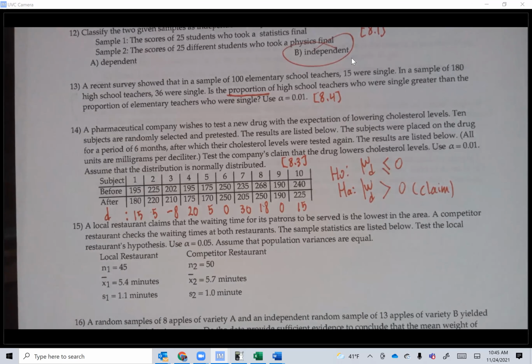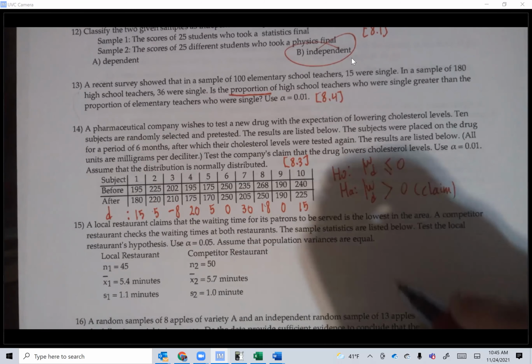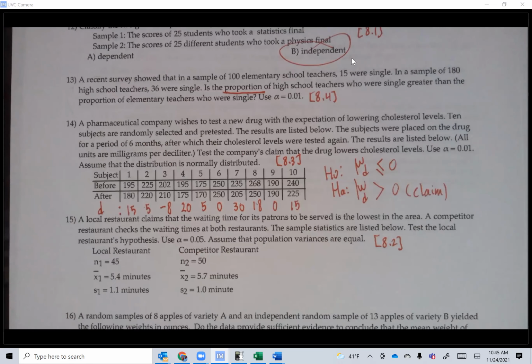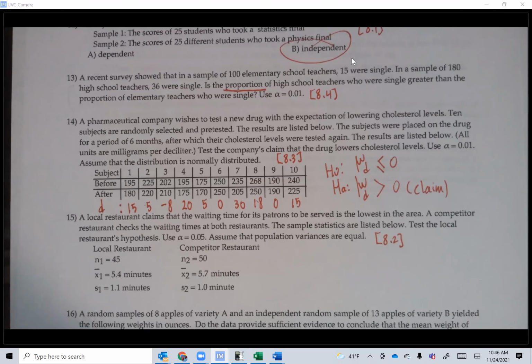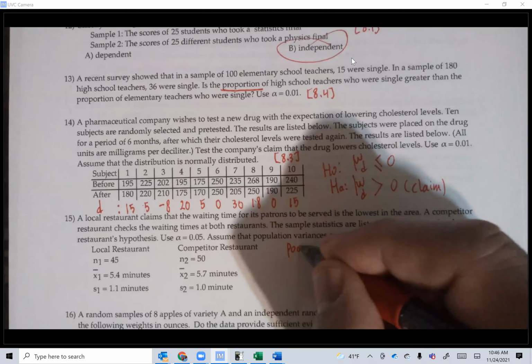The next one, 15. This is section 8.2. So you notice I flavor the study guide with one question from each section. A local restaurant claims that the waiting time for its patrons to be served is the lowest in the area. So they claim that they are lower than anybody else. A competitor restaurant checks the waiting time at both restaurants. The samples are listed below. Test the local restaurant claim. Assume population variances are equal, meaning pooled is yes.